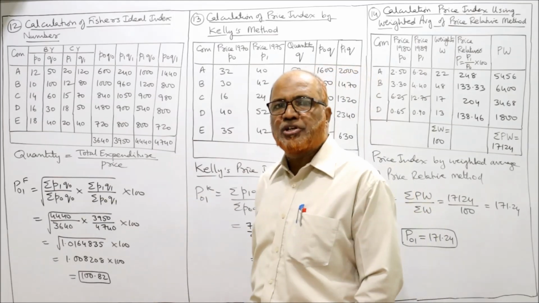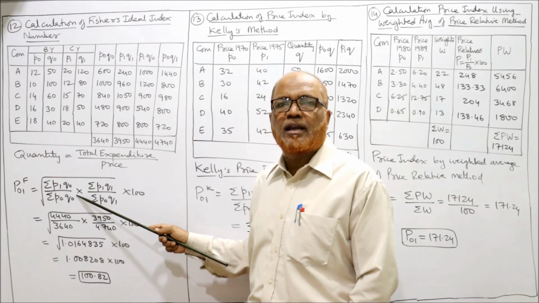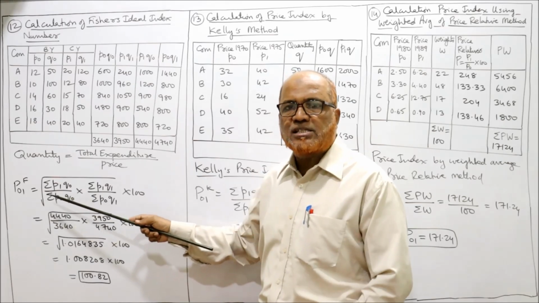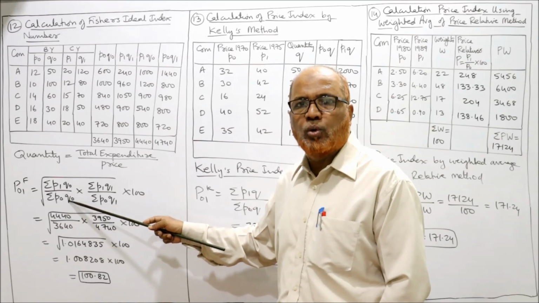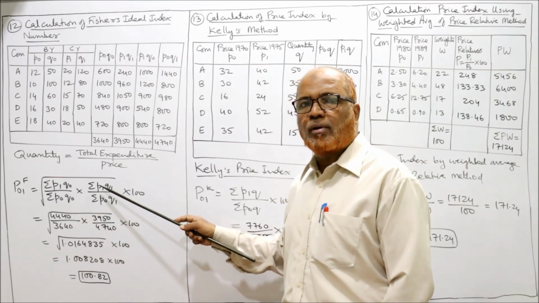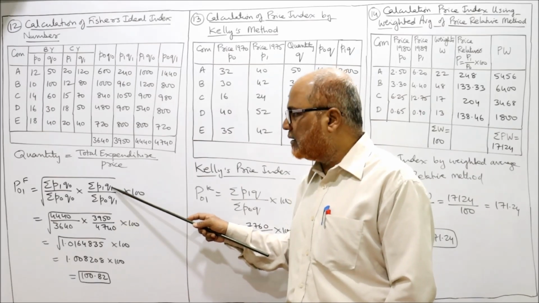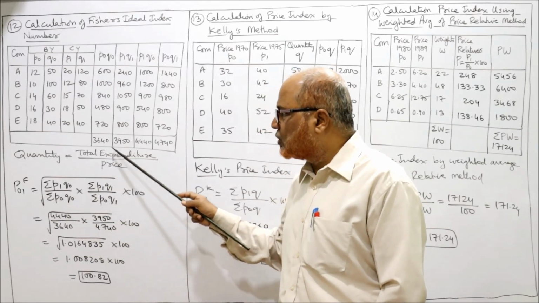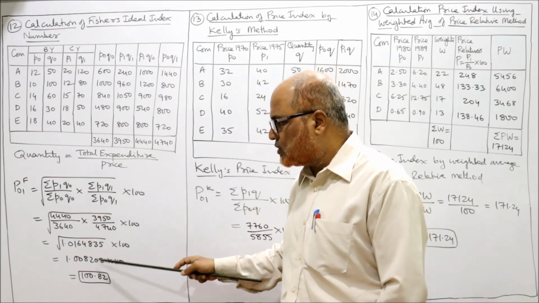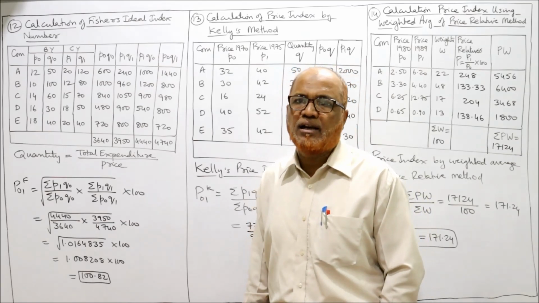Now we have to find the Fisher's formula. So we multiply both Laspeyres and Paasche's and put them under root. The Laspeyres formula is sigma P1 by P0 into Q0. In the same way, the Paasche's formula is sigma P1 by P0 into Q1. Multiply both and take the root. All these values you can find here. Substitute the values, you will get the answer 100.82. This is the Fisher's ideal index.